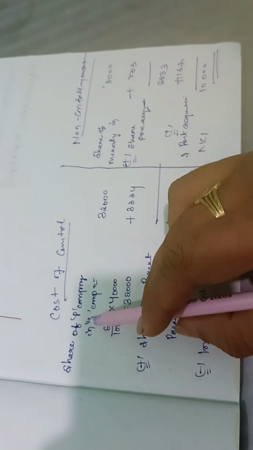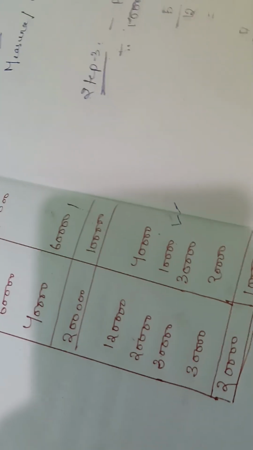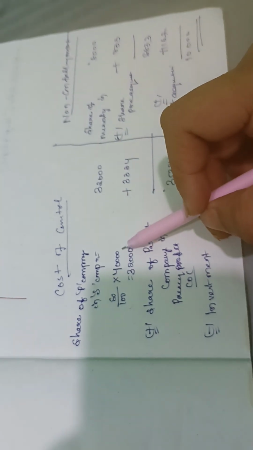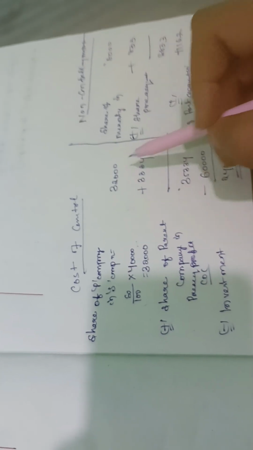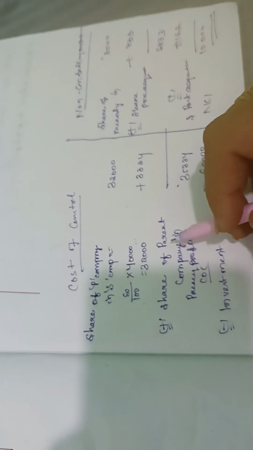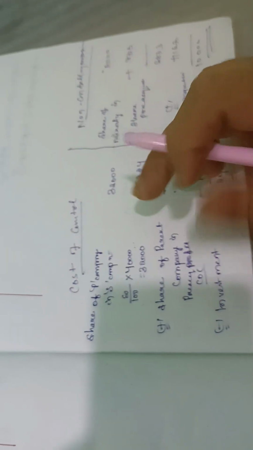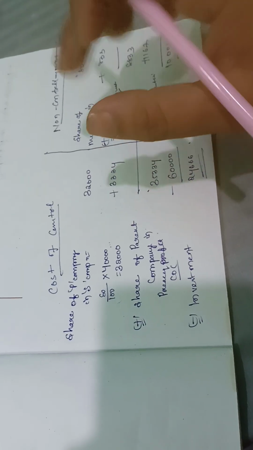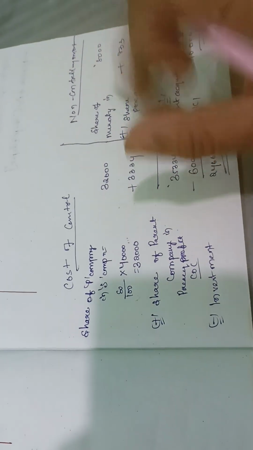Then the share of P company in S company means 80%, which is the degree of control. The share capital given is 40,000, so 80% of 40,000 is 32,000, plus the share of the parent company in pre-acquisition profit. Only mind it, the pre-acquisition profit of the parent company will be taken to the calculation of cost of control.